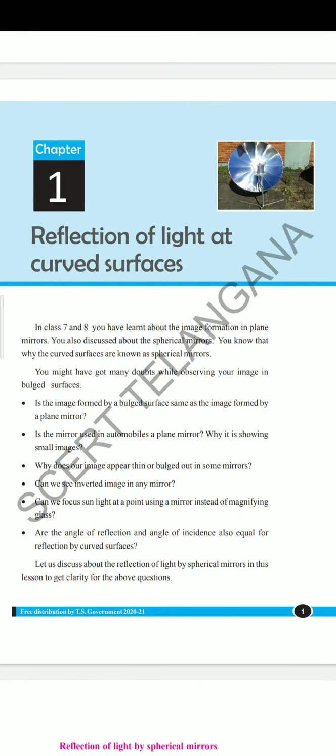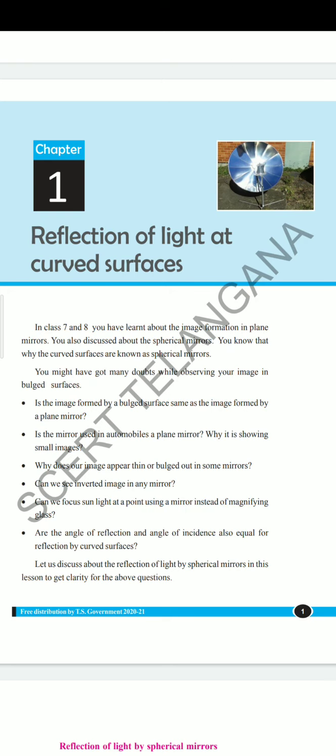Chapter 1, Reflection of Light at Curved Surfaces. In class 7 and 8, you learned about the image formation in plane mirrors. You also discussed spherical mirrors. You know why the curved surfaces are known as spherical mirrors. You might have got many doubts while observing your image in bulged surfaces.